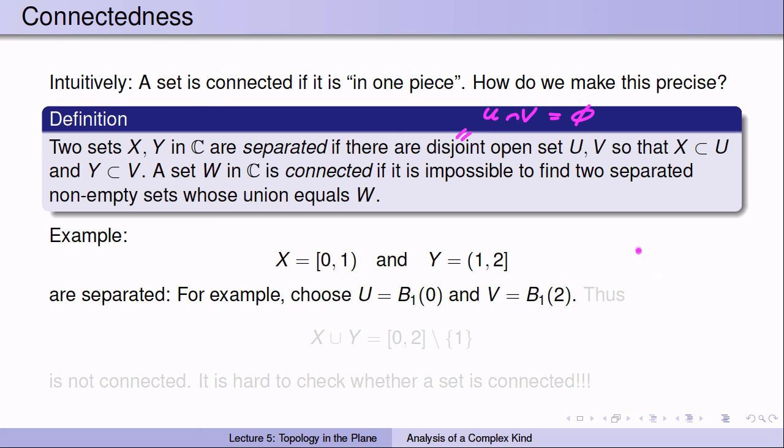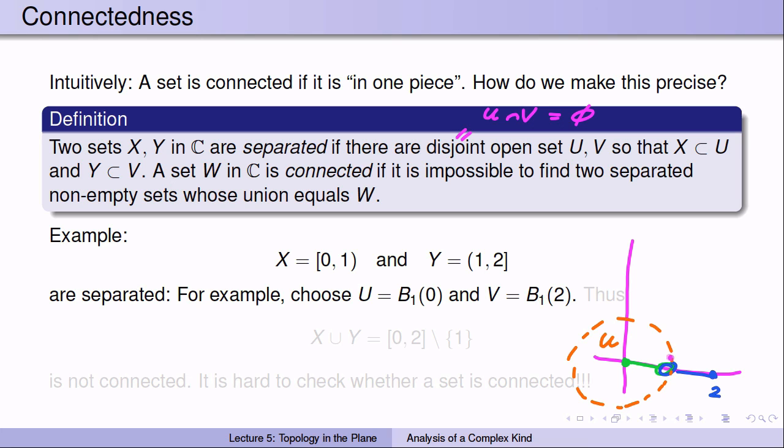Suppose we're looking at the set X, which is the interval from 0, and 0 is included, to 1 with 1 excluded. And Y is the set from 1 to 2, 1 excluded and 2 included. Then these sets I claim are separated because we can find open sets U and V that are disjoint and contain X and Y. So for example, U could be the disk of radius 1 centered at the origin. This set U contains all of X, because that boundary point here was not part of X, so I'm not missing anything. So that's an open set that contains all of X.